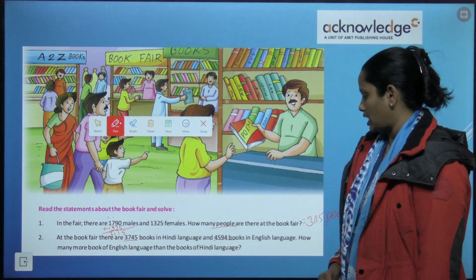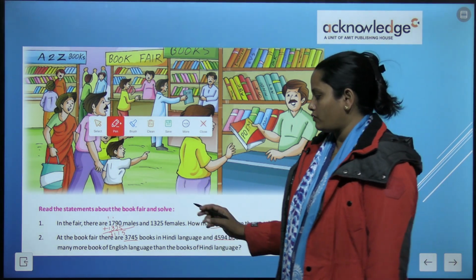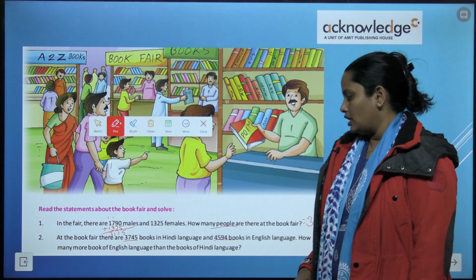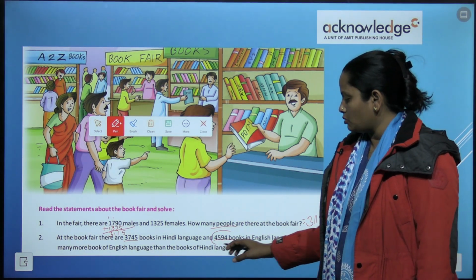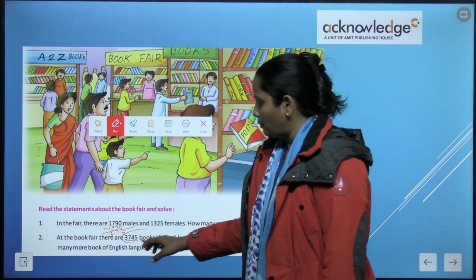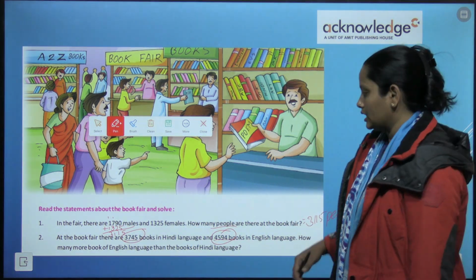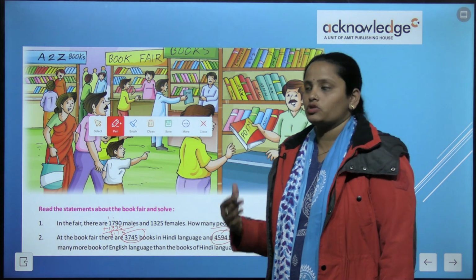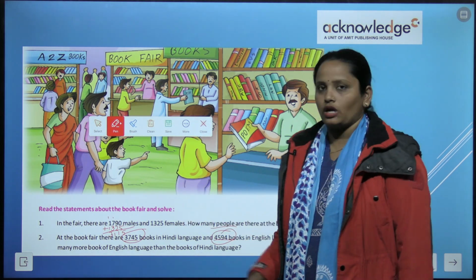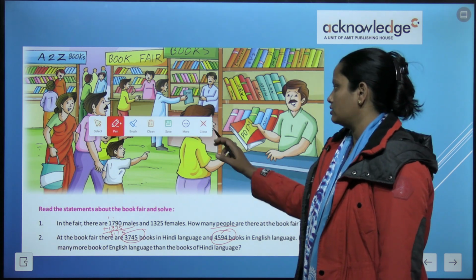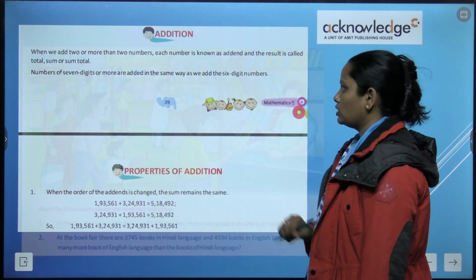Similarly, next question is, at the book fair there are these many books in Hindi language and these many books in English language. How many more books of English language than Hindi books language are there? So यहाँ पे आप देख सकते हो इंग्लिश की बुक ज़्यादा है और हिंदी की बुक कम है. तो ये पूछा जा रहा है आपसे कि कितनी इंग्लिश की बुक हिंदी की बुक से ज़्यादा है. तो what we have to do, we have to subtract these two numbers with each other. So you have to do this on your own.